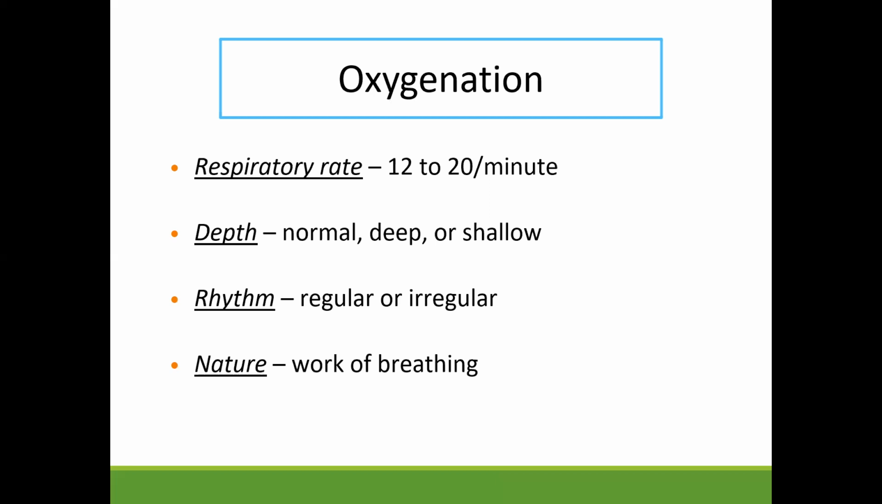Do they have sternal retractions? Do they have nasal flaring? If they're working really hard, why? Is it because they just ran a marathon? Or do they have a respiratory problem? Do they tripod, which is also the orthopneic position? That's when they put their elbows on the table and they lean over. That helps open up the cavity to expand their lungs a little bit better.